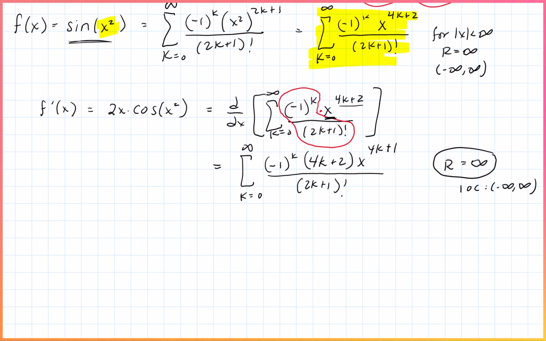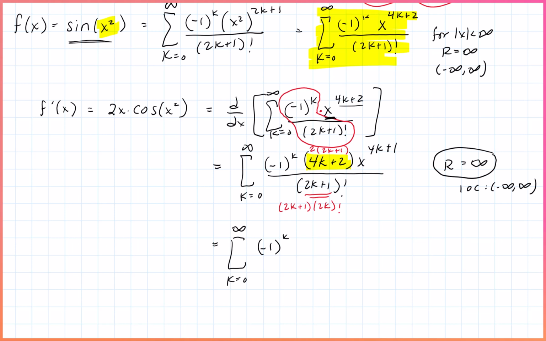But I do notice there is a little bit of simplification that we could do. I'm looking right here at this 4k plus 2, and I'm seeing that we could actually factor a 2 out of that, and that would leave me with a 2k plus 1, which in the bottom, 2k plus 1 factorial, is 2k plus 1 times 2k factorial. And we might want to simplify that a little bit.